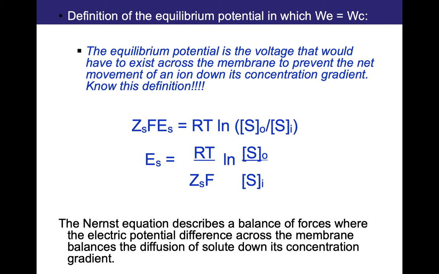For sodium, the equilibrium potential for sodium, now I'm going to put sodium here. Remember, we already have some intuition about it. We know it has to be positive, right? Somewhat positive. So that's going to be equal to RT over ZF times the natural log of the concentration outside, 150, over inside. This is the concentration of sodium outside, concentration of sodium inside, 15.